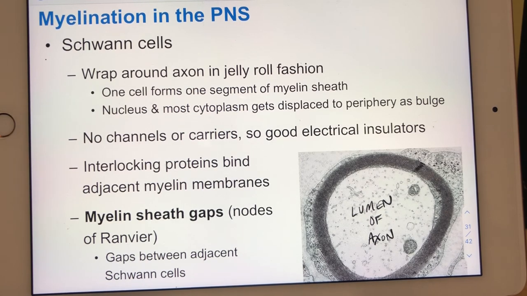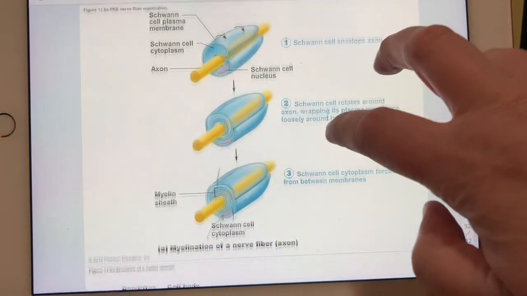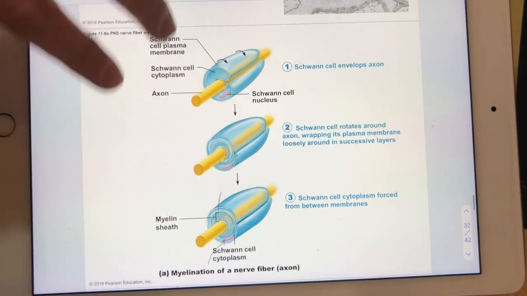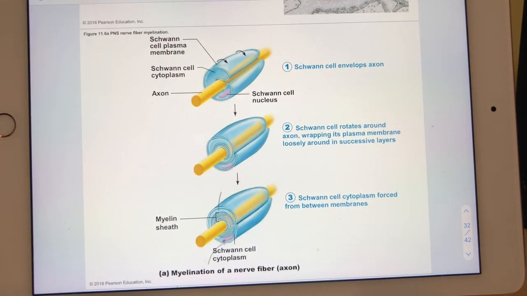If you go to the next slide, 33, I think, here's a Schwann cell wrapping around, as if it were treating the axon as an axis, an axon, okay? The bulk of the cytoplasm of that Schwann cell ends up on the outside of that jelly roll. In fact, the larger organelles like the nucleus end up on the outer edge of that jelly roll.